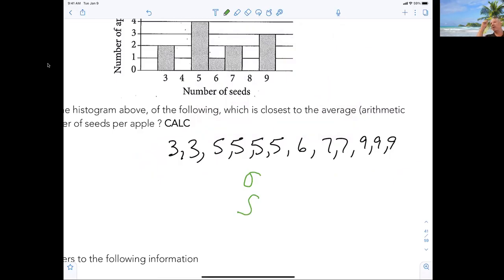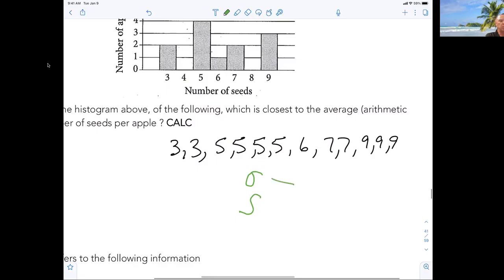And those of you in AP Stat know what I mean when I say sample size makes a difference. The bigger the sample size, you use N minus one. If you have a small sample, it's N, right? But we don't care about that. Both of these symbols represent standard deviation.